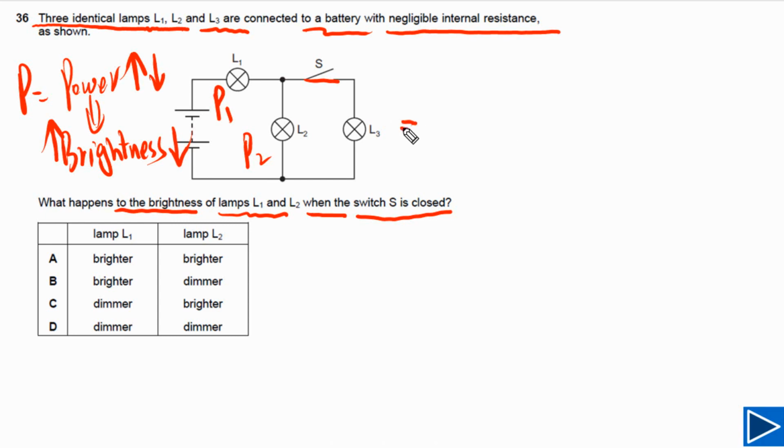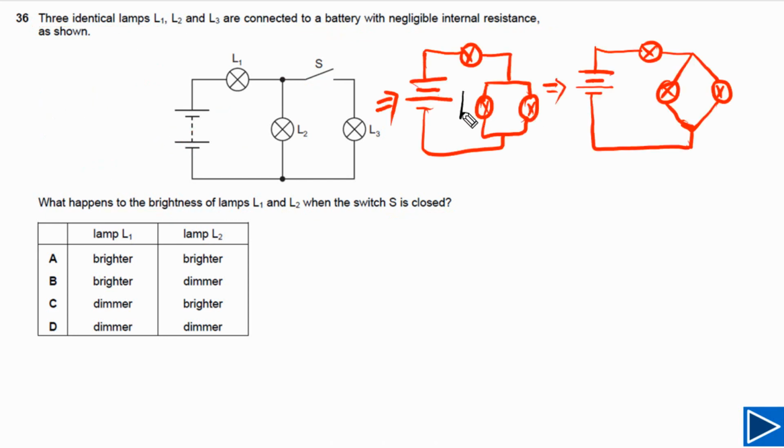The first thing I will do is redraw this circuit so you can get a clear picture. As you can see here, I have already redrawn these circuits. Circuit 1, the second circuit and the third circuit are identical. Just the shape is different, but the circuit is the same.